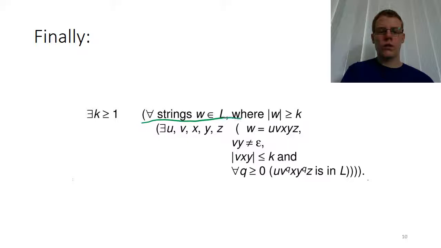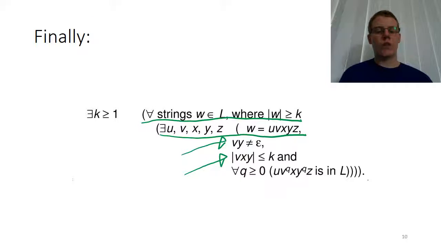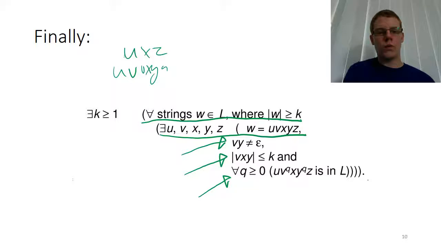It says, for all long strings, that's all that first line is saying, we can break it up into 5 parts, u, v, x, y, z, where v and y are not both empty, so at least one of them has characters in it, and where the middle part of the string, v, x, y, is no longer than k, so it's bounded in size by k, then all of the strings that can be generated by repeatedly pumping in v and y at the same time, or pumping them both out once, are in L. So u, x, z is in L, u, v, v, x, y, y, z is in L, etc.